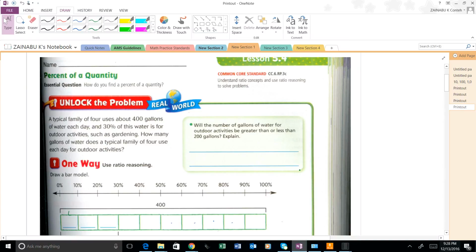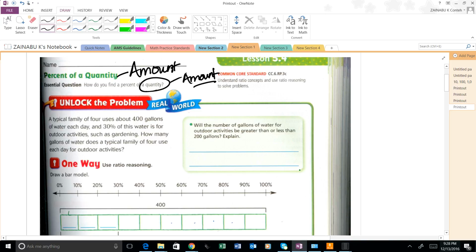So this lesson comes from Go Math, lesson 5.4, in which we're finding the percent of a quantity. And the word quantity is really just a fancy word for saying the percent of a given amount. So as our essential question reads, how do you find a percent of a quantity? Just keep in mind, you're trying to find the percent of an amount of something.